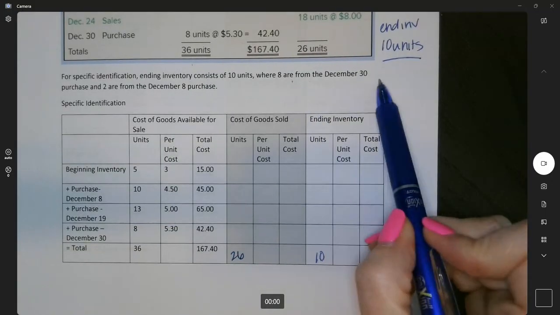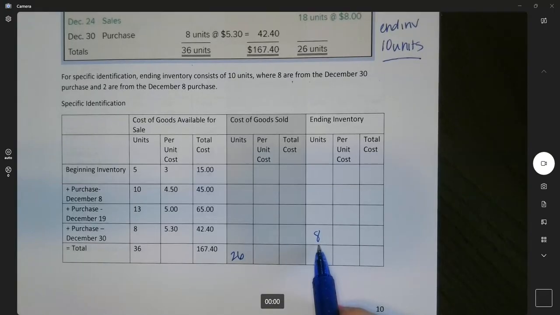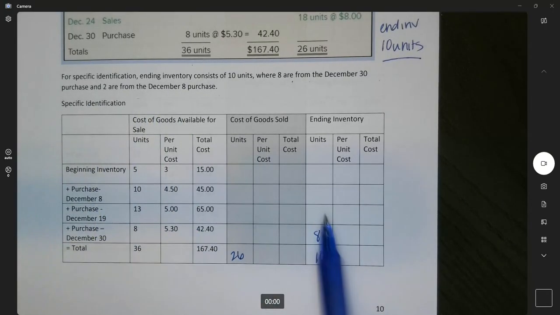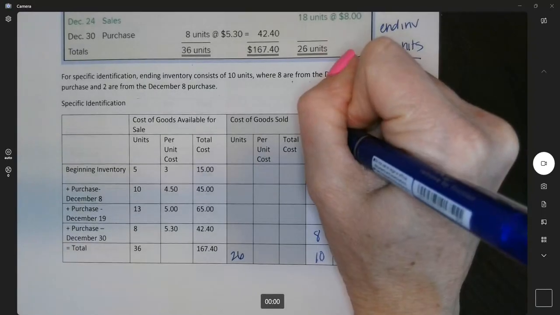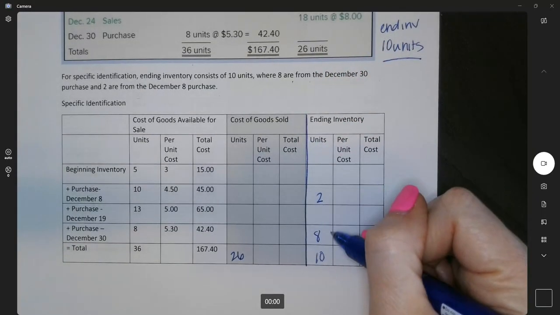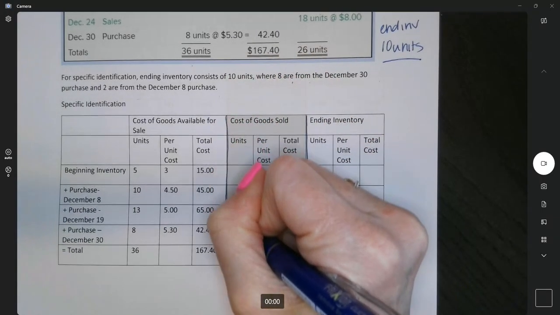8 are from the December 30th purchase. So we'll put 8 in the December 30th section. And then we have 2 from the December 8th purchase. So we go December 8th and we have 2. So our ending inventory has 2 from December 8th, 8 from December 30th. The remainder is going to be in our cost of goods sold.